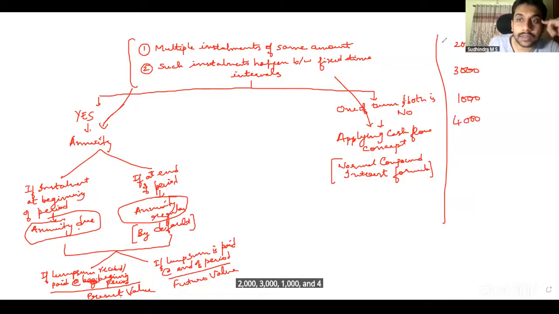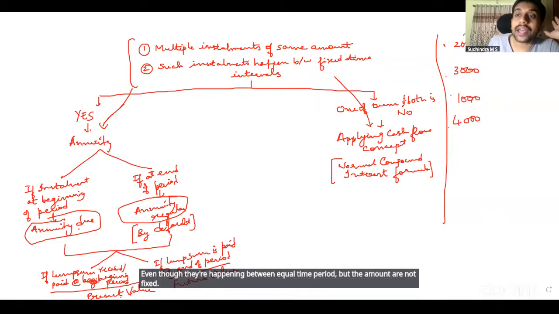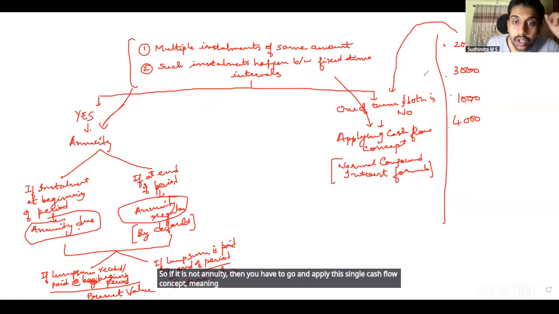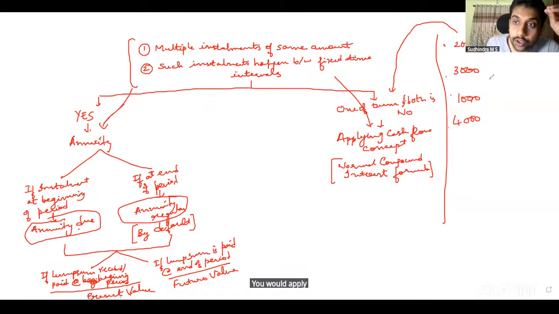Is this annuity? No, sir. Even though they are happening between equal time periods, the amounts are not fixed. So if it is not annuity, then you have to apply the single cash flow concept, meaning you would apply the compound interest formula individually for all these four. Understood? Okay, that's how it works.